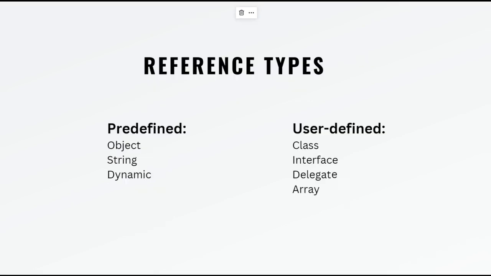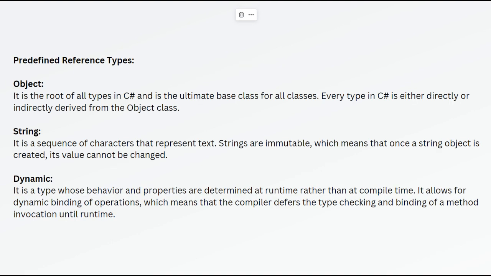The reference types in C# can also be divided into predefined and user-defined. The predefined reference types are object and string, and the user-defined reference types are classes, arrays, delegates, and interfaces. Let's go over each of these types quickly. The object is the root of all types in C#, and basically every type in C# is either directly or indirectly derived from the object class.